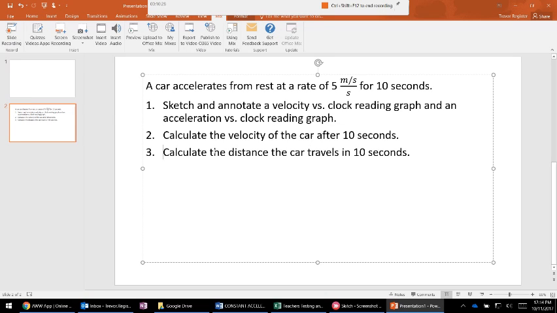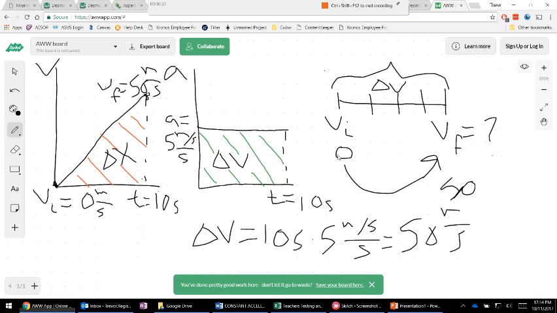The next thing is that we got to calculate the distance the car travels. The distance that a car travels, again, that's that delta x variable, which is represented as the area of this triangle here. So I know that the area of a triangle, which would give us delta x, is 1/2 base times height, again, because it is a triangle.